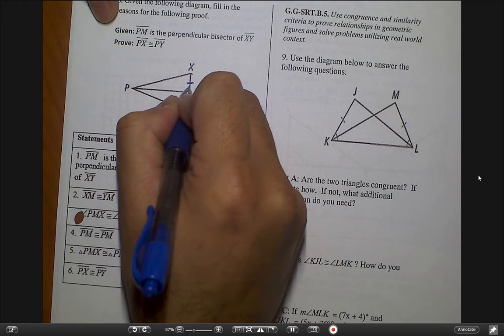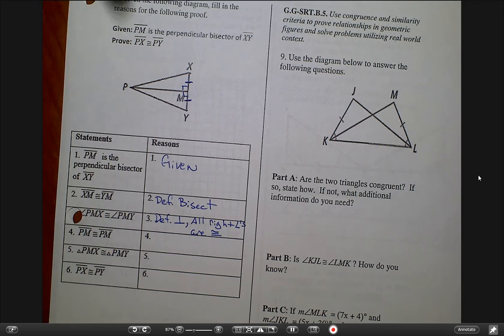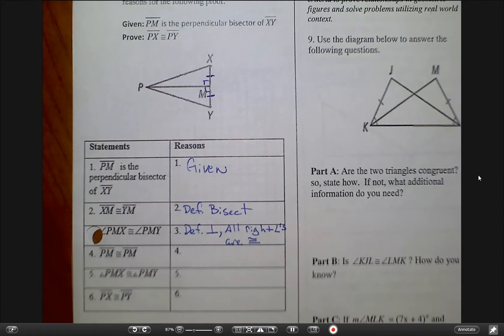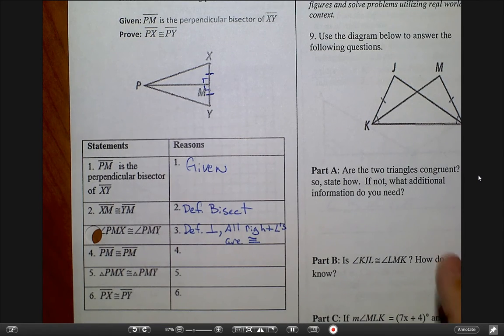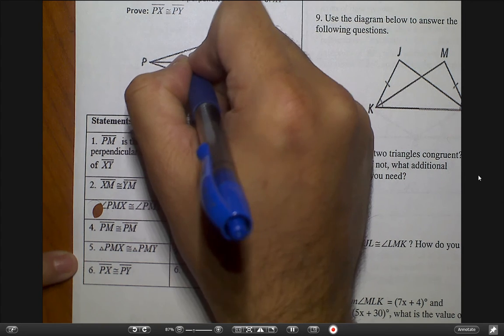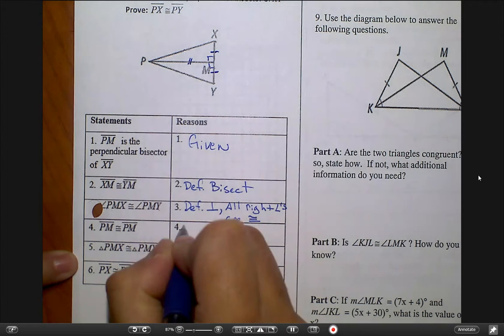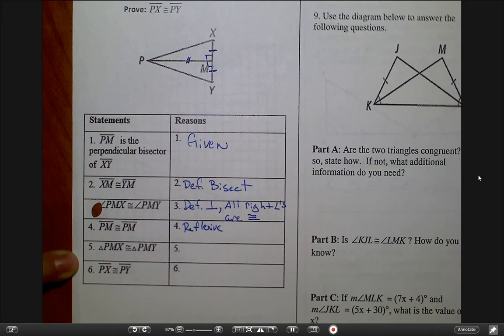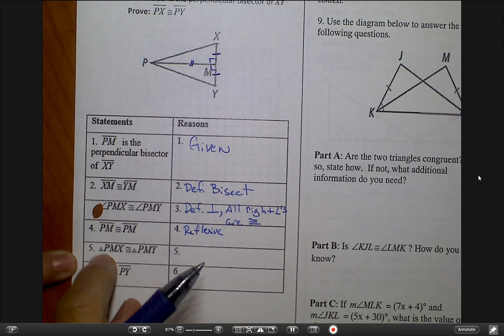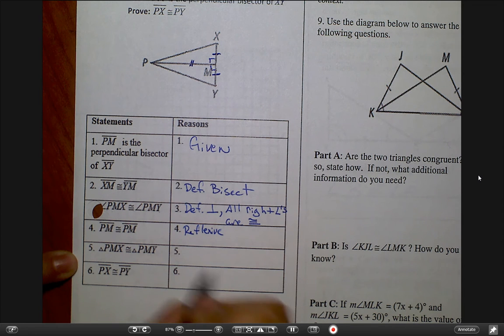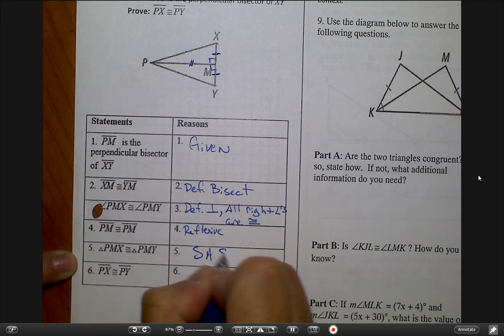So I could put a little box right there, little box right there. Have happy little boxes. There we go. All right, PM congruent to PM. Reflexive. Let's mark that. All right, now we have triangle PMX congruent to triangle PMY. Side, angle, side.